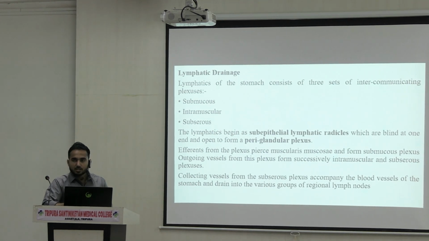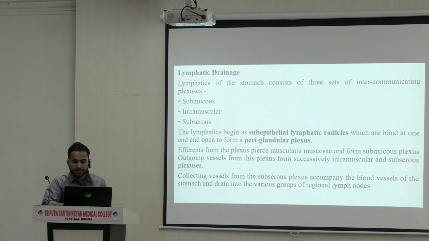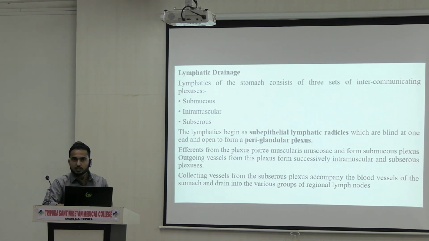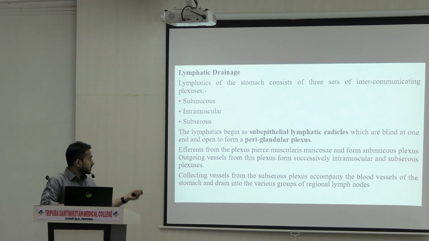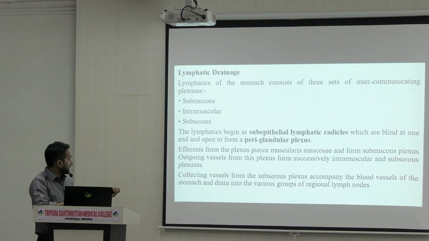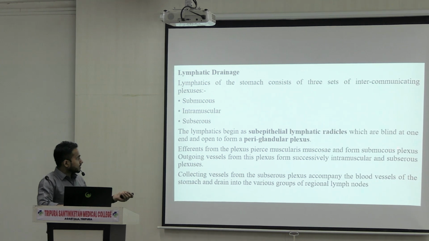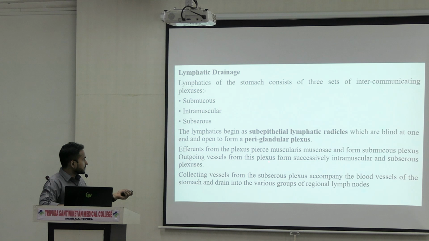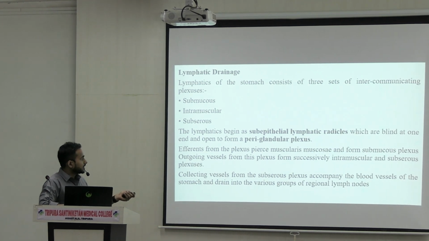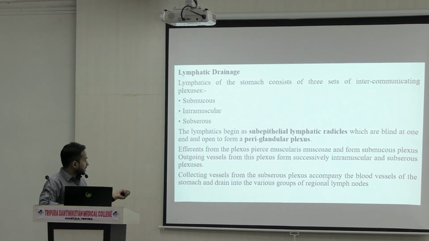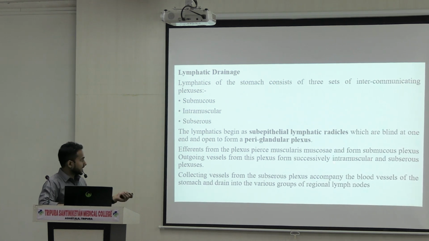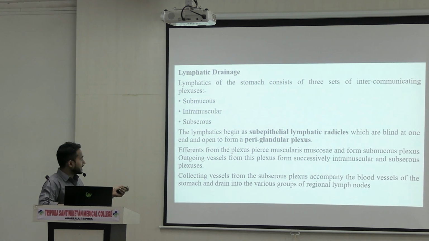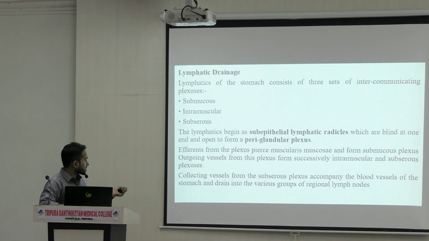Next, the efferents from that particular plexus will pierce the muscularis mucosa. Muscularis mucosa is a layer of the stomach. They go to the submucous plexus, and then the outgoing vessels from this plexus will successively form the intramuscular and subserous plexus. So the beginning is at the subepithelial lymphatic radicals, and gradually they successively form the intramuscular and subserous plexus.